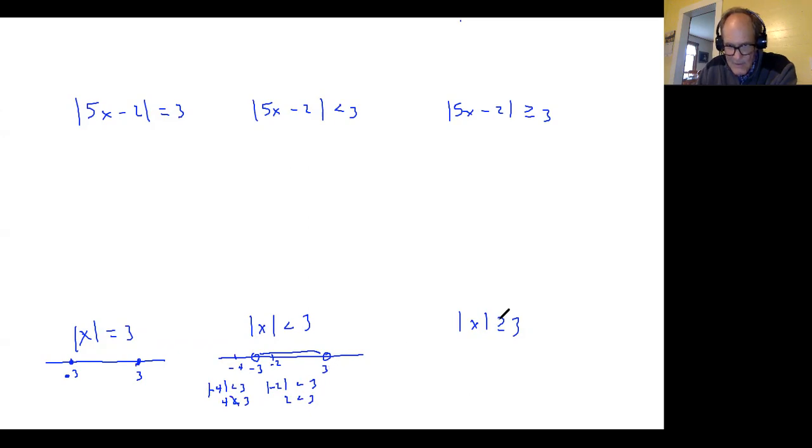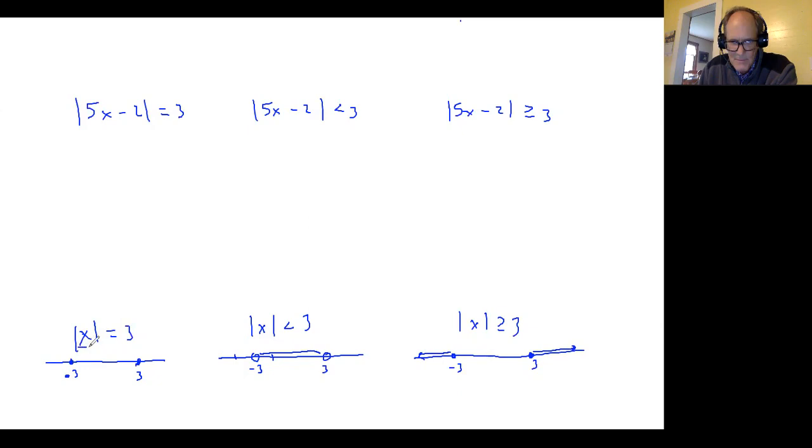And finally, in this one, I've got the absolute value of x is greater than or equal to 3. You probably have already guessed it. That will be all the numbers that are bigger than 3 and all the numbers that are smaller than negative 3, including 3 and negative 3. Now, we can see what that looks like graphically, but now let's look at it algebraically.